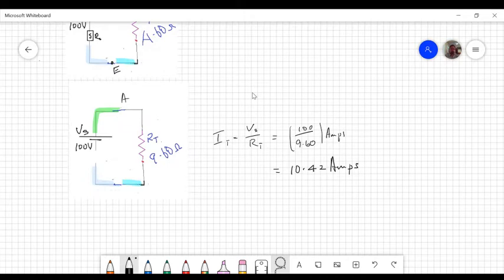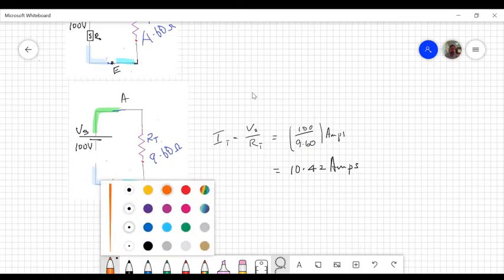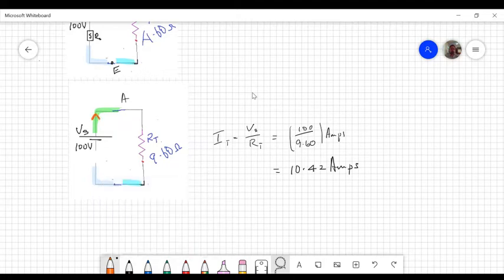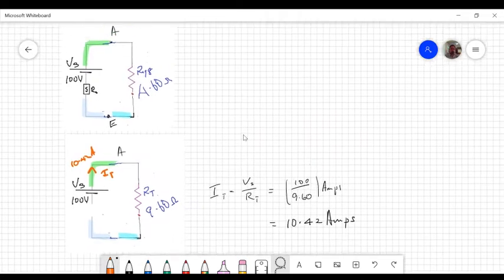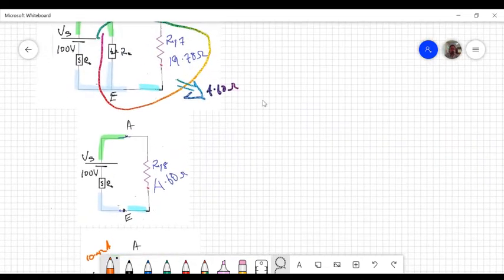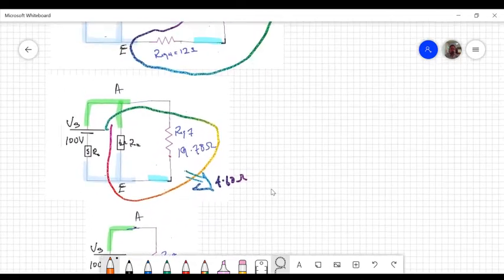Now here's the neat thing about this. From now on, we actually could go and put in all the currents in all the various circuits. So that 10.42 amps is coming out here. That's IT. I can put it at every stage. It's not necessary to put it at that one. I'll put it here.